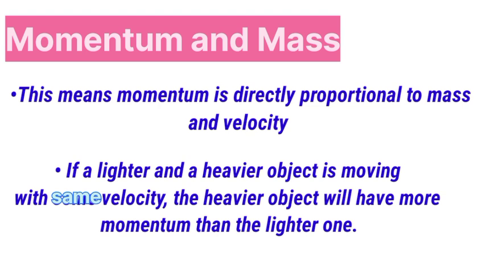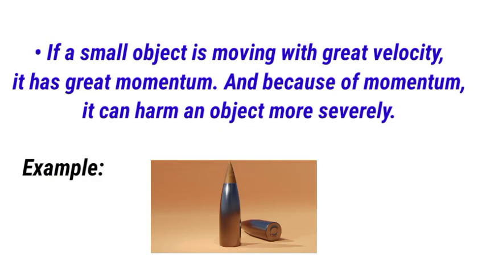Momentum and mass. Since momentum is the product of mass and velocity of an object, this means momentum is directly proportional to mass and velocity. Momentum increases with increase of either mass or velocity of an object. This means if a lighter and a heavier object are moving with the same velocity, then the heavier object will have more momentum than the lighter one. If a small object is moving with great velocity, it has great momentum, and because of momentum it can harm any object more severely.